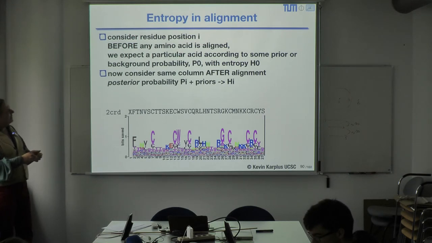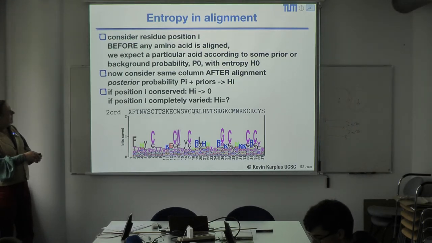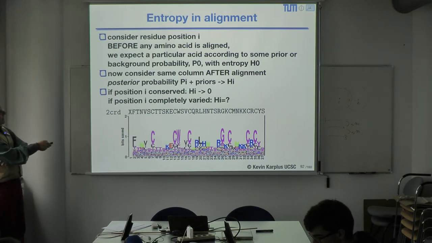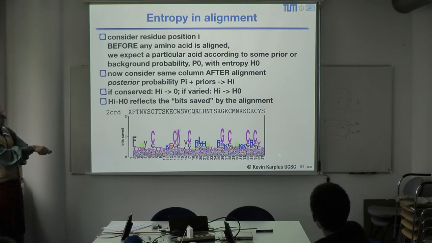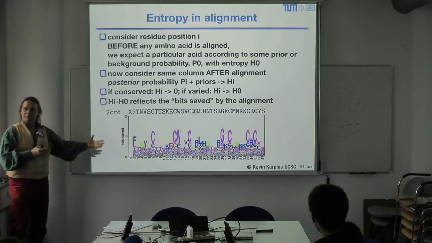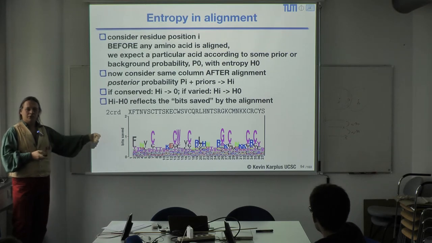So the background probability. After we have the alignment, we have a posterior probability, and the posterior probability is essentially the prior plus what we have observed. Now assume that we have a position that is conserved. If a position is conserved, the information content is zero. If it is completely varied, it is some fixed constant. What I show here is the bits saved by the alignment, the difference between the two. That gives you an idea about the height of the letters, proportional to the bits saved by that letter at that particular position. And you can immediately read off a profile. If you think about it, this is like a profile before. Or put it differently, you take the profile and put that into the system as probability.